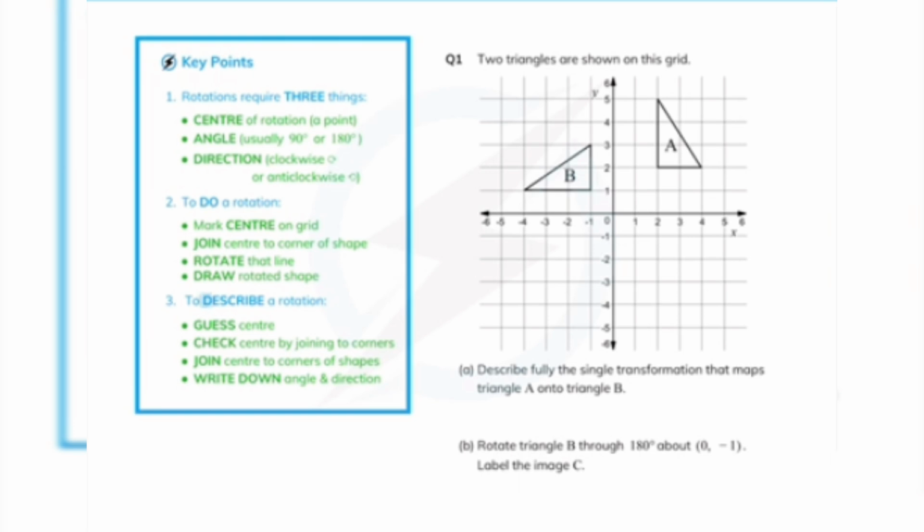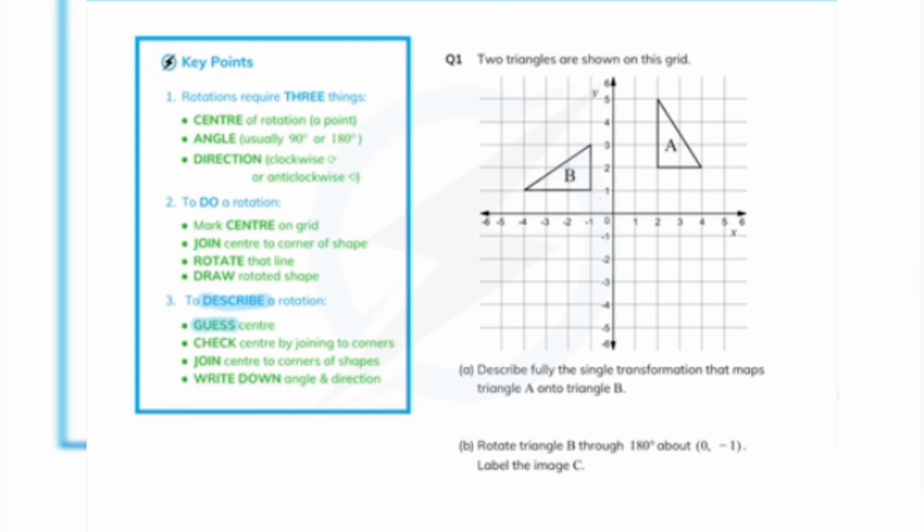Now, to describe a rotation, there are some fairly convoluted ways of finding the center, but I'm going to ask you to guess the center and then check that your guess is right. So here we go. I'm going to guess a center. Obviously it's going to be somewhere between the two things. Let's take a guess, for example, at the origin for the moment. To check the center, we're going to join that to various corners. So we join it to equivalent corners, and we see immediately that those two lines are not the same length. They have to be the same length.